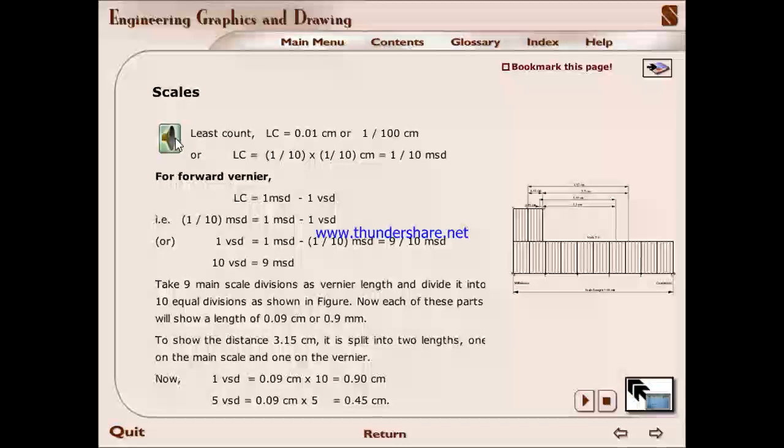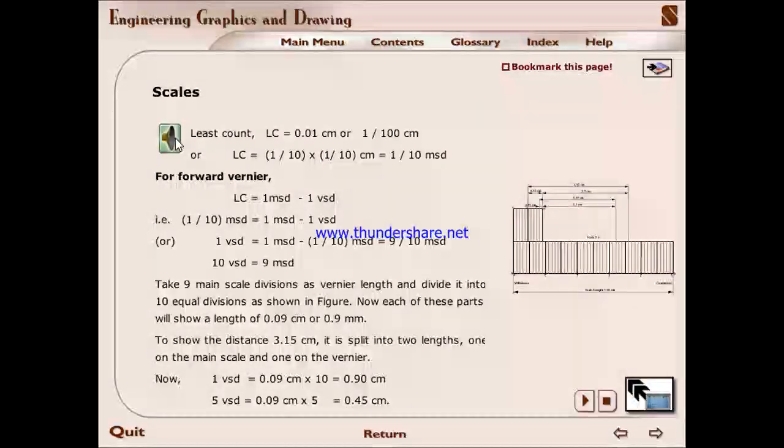Least count LC is equal to 0.01 centimeters or 1 by 100 centimeters, or least count is equal to 1 by 10 into 1 by 10 centimeters, that is equal to 1 by 10 main scale division or MSD. For forward vernier, least count LC is equal to 1 MSD minus 1 VSD, that is 1 by 10 MSD is equal to 1 MSD minus 1 VSD, or 1 VSD is equal to 1 MSD minus 1 by 10 MSD, that is equal to 9 by 10 MSD. 10 VSD is equal to 9 MSD. Take 9 main scale divisions as vernier length and divide it into 10 equal divisions as shown in figure.